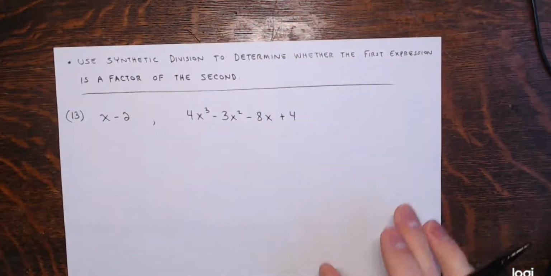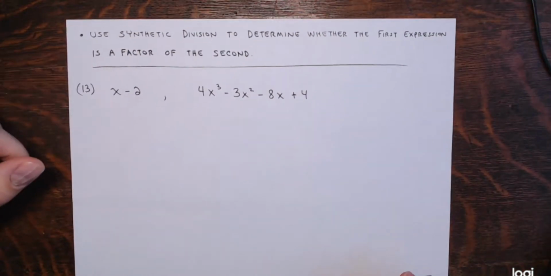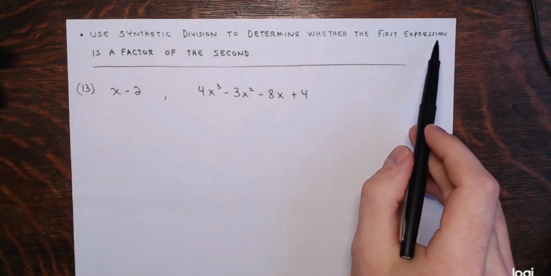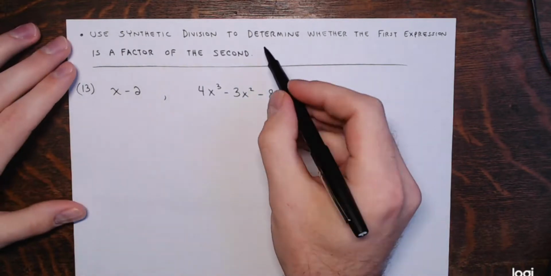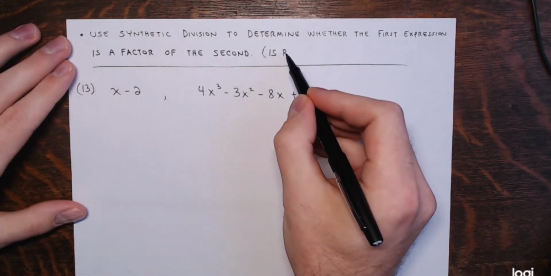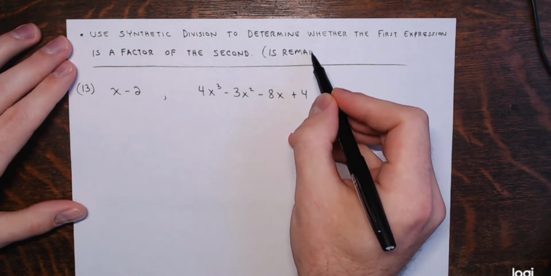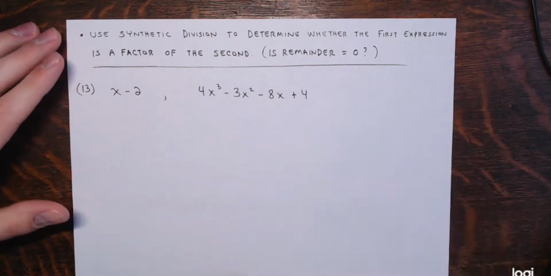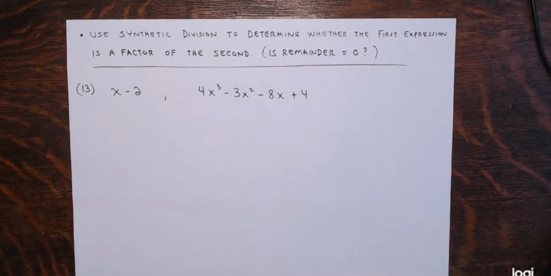Alright, and now my last examples, they're really the same thing, just expressed a different way. The instructions are, use synthetic division to determine whether the first expression is a factor of the second. In other words, is the remainder equal to 0 or not? Remember, if the remainder is 0 when you divide them, then it's a factor. If the remainder is not 0 when you divide them, it's not a factor. It's that simple.